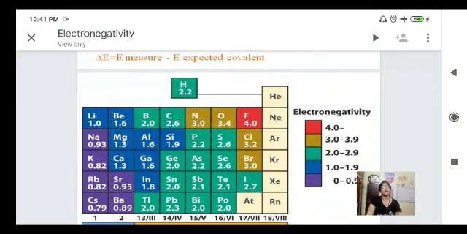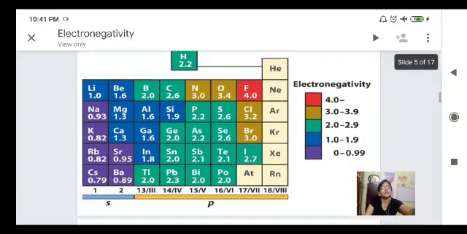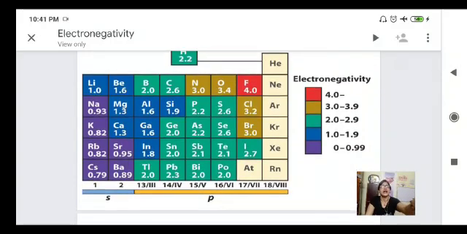Now, this is the pictorial diagram, this is the periodic table. Here we can see the highest electronegativity is that of fluorine. Fluorine has the highest electronegativity, and the lowest electronegativity, shown by the purple color, is that of cesium. So from this picture we can understand that in the periodic table the most electronegative element is fluorine and the least electronegative element is cesium.